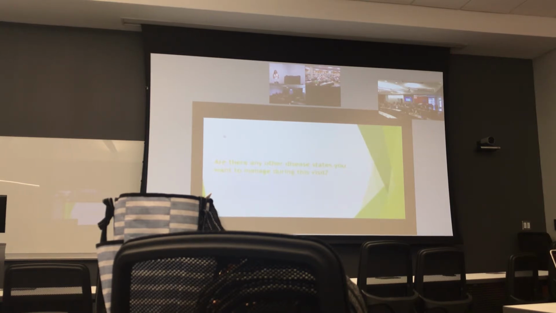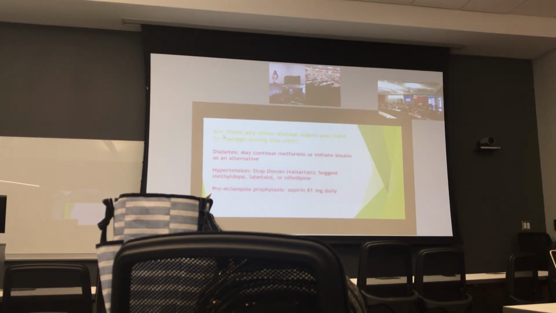For her diabetes, would we want to discontinue the metformin or just add the insulin to the metformin? That's a good point. So I'll just go ahead and go to the next slide. So you could continue metformin and or initiate insulin. Really depends on what the patient prefers.